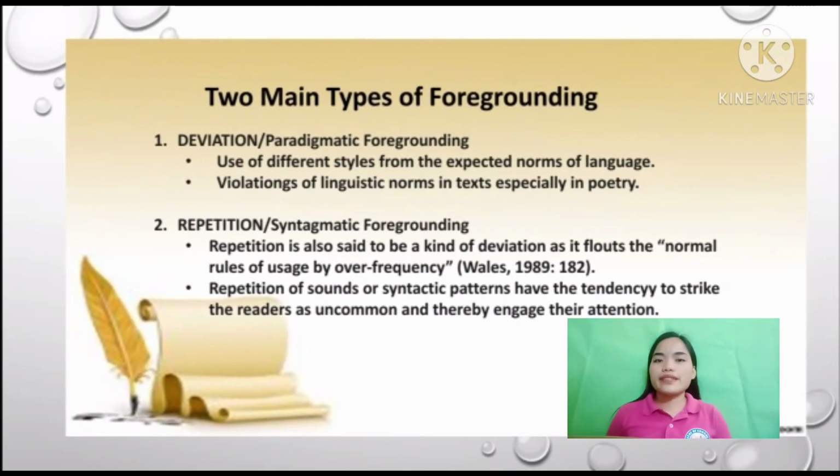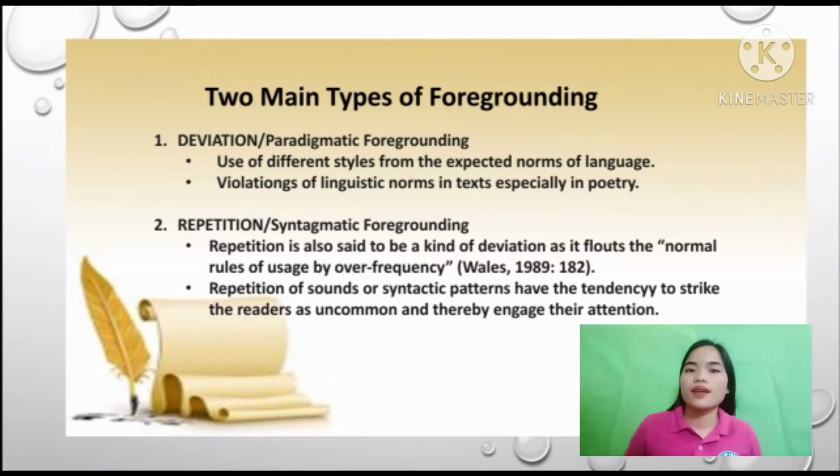There are two main types of foregrounding. Number one is deviation or the paradigmatic foregrounding. Number two is repetition or the syntagmatic foregrounding. Let's go first to deviation, or the paradigmatic feature of foregrounding. Deviation is defined as styles that differ from the expected norms of the language. It is also described as the violation of linguistic norms in text, especially in poetry.